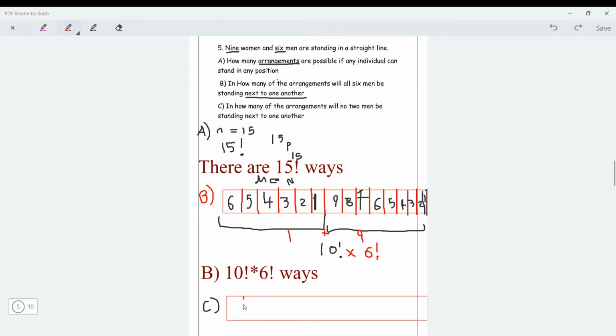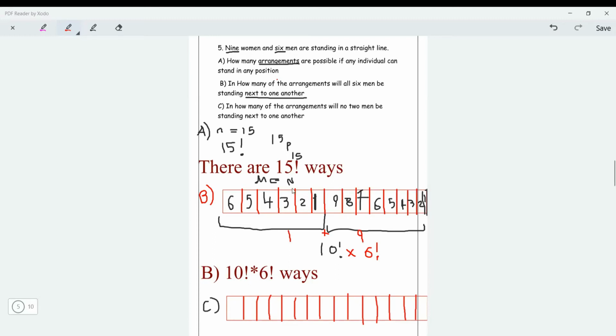So of course, again, we'll cut it up in 15 pieces. 1, 2, 3, 4, 5, 6, 7, 8, 9, 10, 11, 12, 13, 14, 15. Nice. So remember, no two guys can stand next to each other. If a guy starts here, then girl, then guy, then girl, then guy, then girl, then guy.